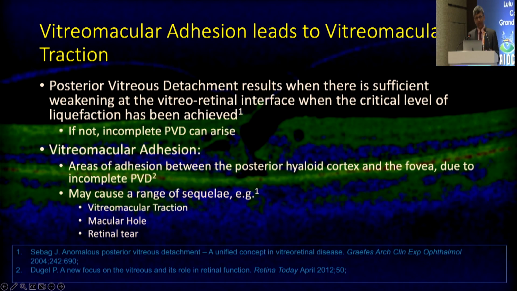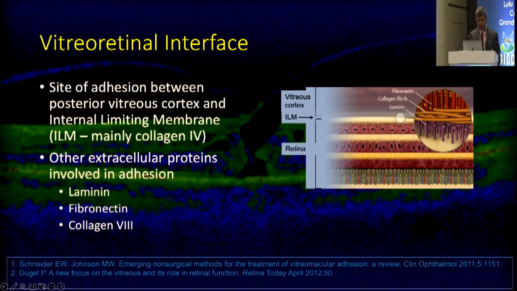When there is a critical level of liquefaction that occurs in the vitreous, it weakens the vitreoretinal interface, and when that weakening is sufficient, then a PVD occurs. If not, we are left with an incomplete PVD. And this adhesion, due to the incomplete PVD, may have several sequelae. One of them is vitreomacular traction. You could have a macular hole, or if it is in the periphery, you could have a retinal tear. The culprit really being incomplete PVD.